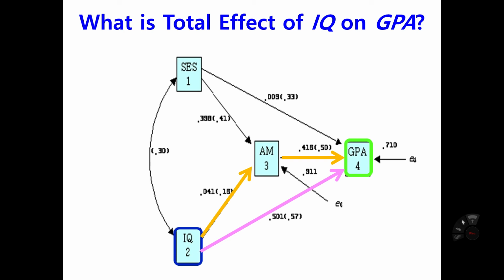So there are two ways of the effects running from IQ to GPA. The first one is the direct effect, represented in pink, and the indirect effect, represented in orange. We can get the indirect effect by multiplying the in coefficient and the out coefficient, and add the direct effect, and then summate them all to produce the total effect.